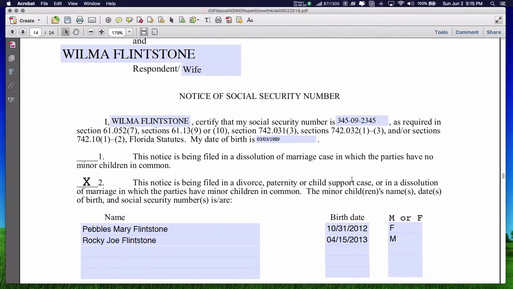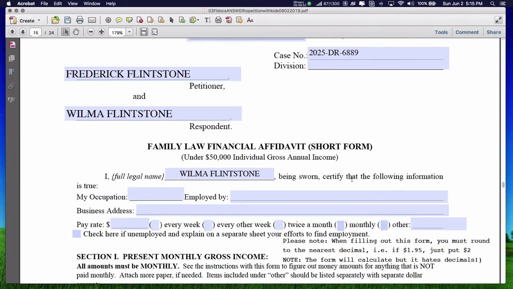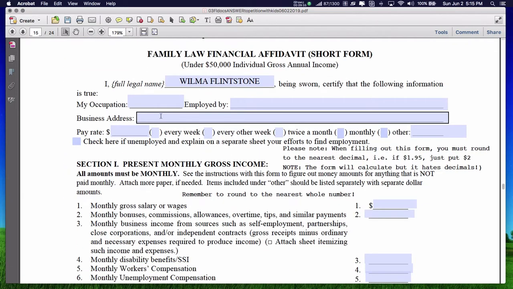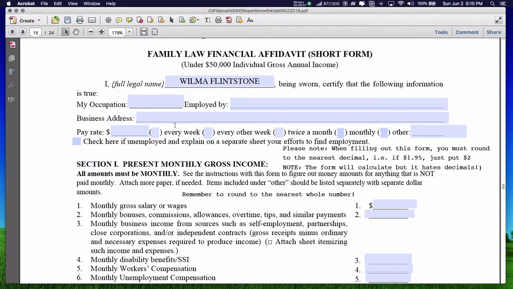Now, the last thing you need to do is something called a financial affidavit. All right, do not be afraid of this form. Most people are freaked out by this form, but I'm going to show you how easy it is. Okay, let's say Wilma, oh, I don't know, is a bookkeeper employed by Inc. Making it up.